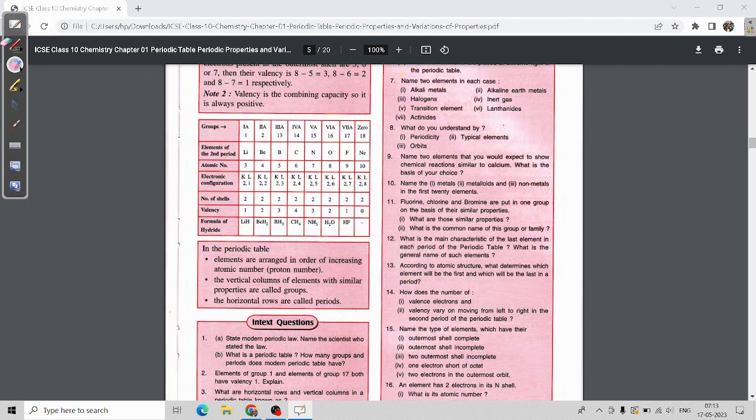Okay, now how does the number of valence electrons and valency vary on moving from left to right in the second period of the periodic table?